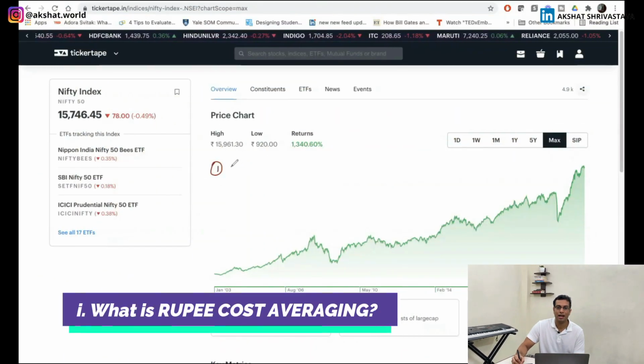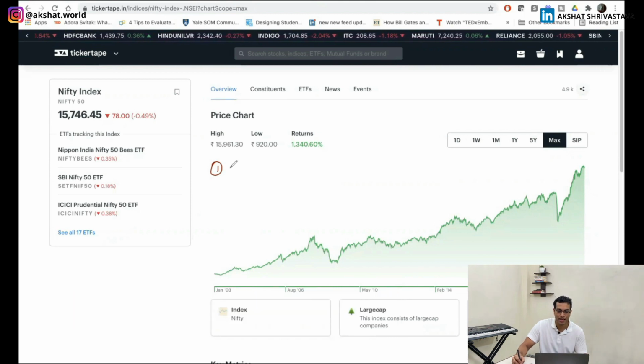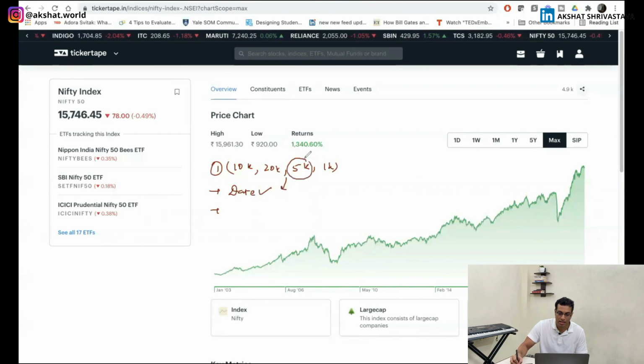Now first, let us understand what exactly is rupee cost averaging, right? It simply means that you pick up a certain budget. For example, it could be 10,000 rupees, it could be 20,000 rupees, it could be 5,000 rupees, it could be 1,000 rupees, any number that you're comfortable making an investment in. You pick a date, right, on which you will make this investment. So let's say that you're investing 5,000, you pick a certain date of every month, or weekly also you can do that. Every Monday I'm going to invest 1,000 rupees in the stock market.